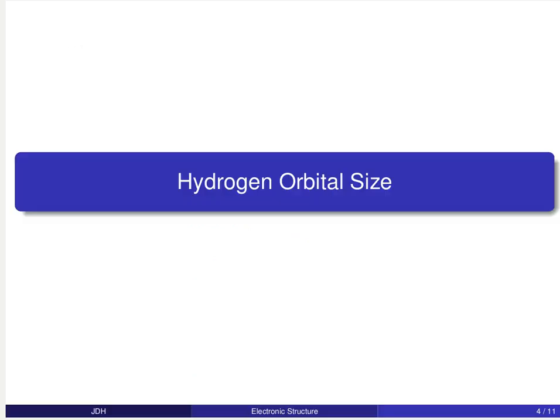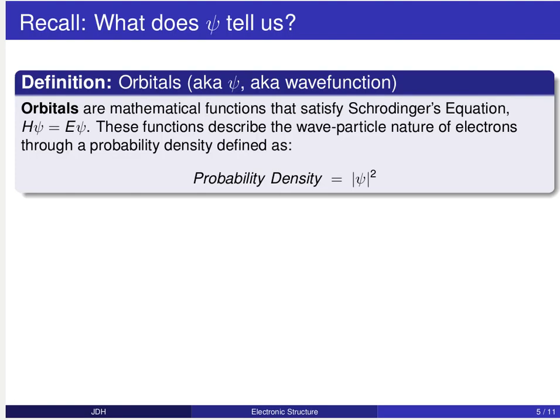Okay, so now that we have a feel for the shape of these orbitals, let's now say a few words about orbital size. So to appreciate orbital size, we're going to have to go back to that definition that I presented a couple mini lectures ago, and it probably didn't even stick with you. So that's fine if you completely forgot it. It was a pretty abstract statement. Basically, what I told you is that these orbitals are mathematical functions that satisfy the Schrodinger equation. Hopefully you guys remember that. And these functions describe the wave-particle nature of electrons through a probability density.